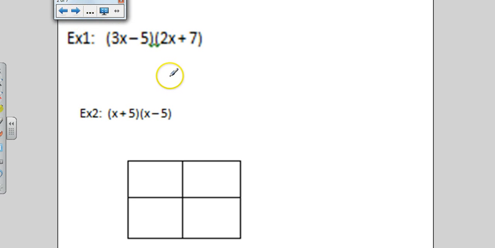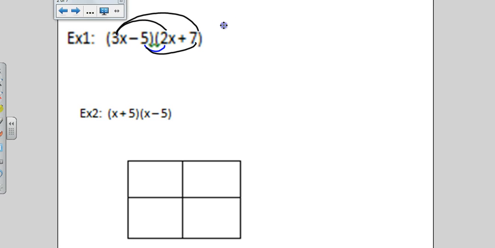So first, 3x minus 5 times the quantity 2x plus 7. You may remember this as the FOIL technique. It's really just distribution. So you're going to take the 3x and multiply it to both the 2x and the plus 7. And you're going to do the same thing with the negative 5.